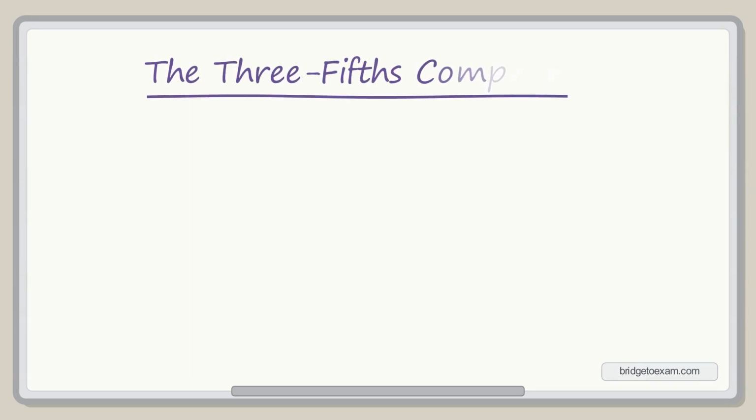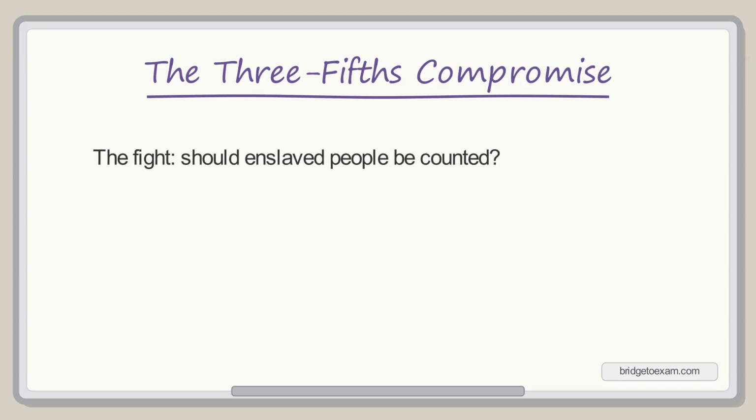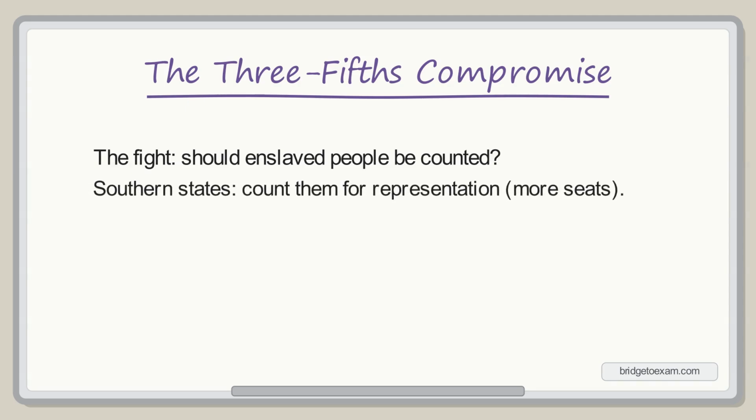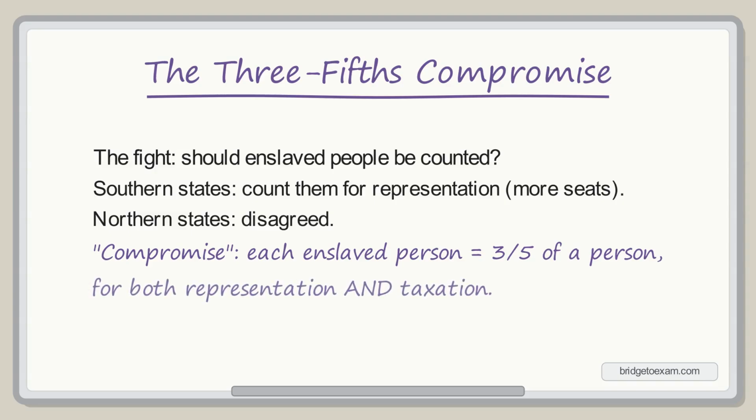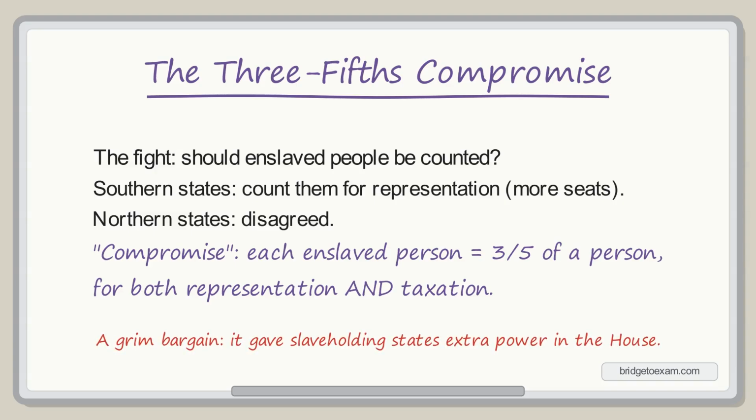The second great argument was about slavery, and it is a dark chapter. The question was whether enslaved people should be counted in a state's population. Southern states wanted enslaved people counted for representation, so they would get more seats in the House. Northern states disagreed. The so-called compromise was to count each enslaved person as 3/5 of one person, for both representation and taxation. It was a grim bargain that handed slaveholding states extra power in the House for decades.